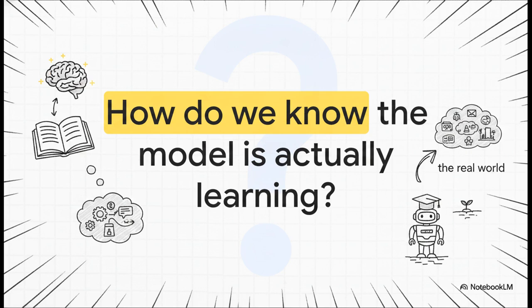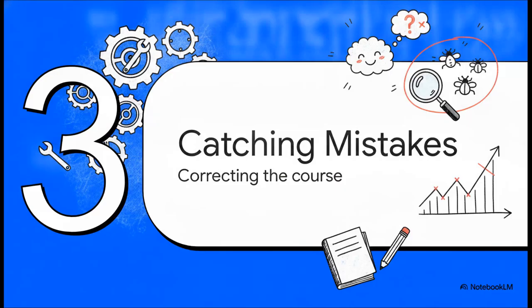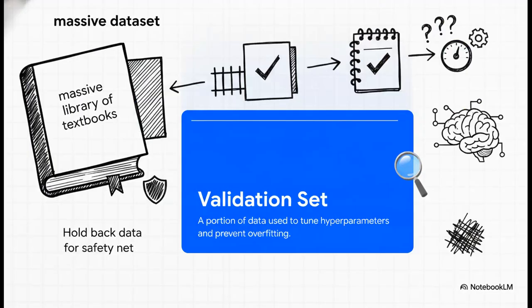All of this leads us to a really critical question. How do we know the model is actually learning the underlying concepts and not just blindly memorizing the textbook? How do we know it's going to survive outside the classroom? That brings us to Part 3, Catching Common Mistakes, Correcting the Course. Because just like human students, machine learning models can develop some pretty bad studying habits. Let's move on and see how this builds.